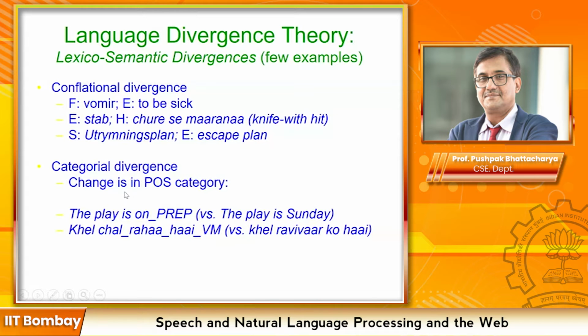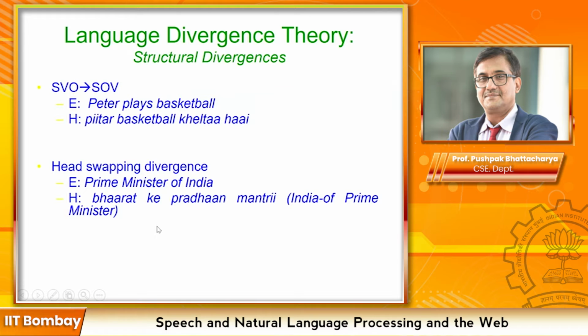Categorical divergence: we saw change in the part of speech category. So in the play is on, on is a preposition. Khel chal raha hai. Chal raha hai is the equivalent of on. Chal raha is equivalent to on, and hai is equivalent to is. So on is chal raha. So there is this preposition getting converted to chal, which is a verb, raha, which is also a verb. So this is an example of part of speech divergence.